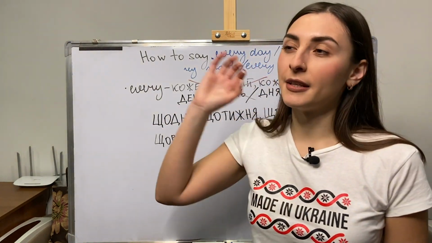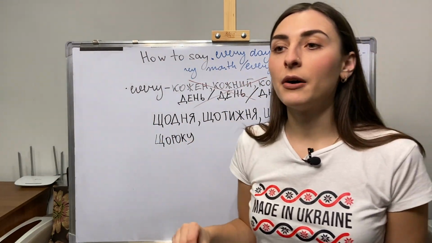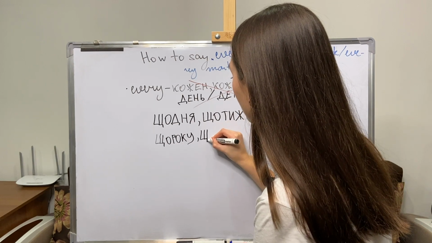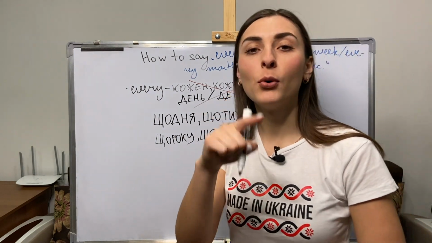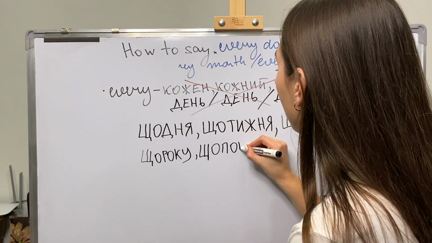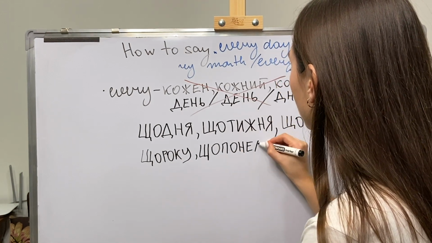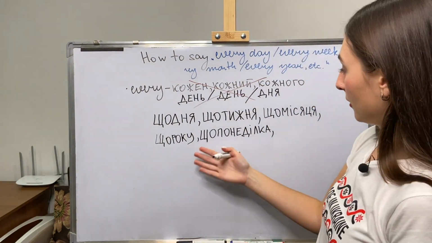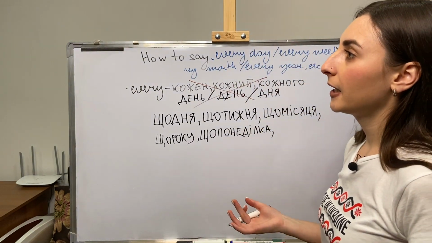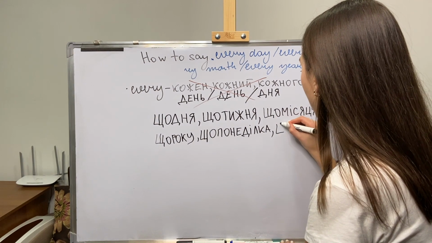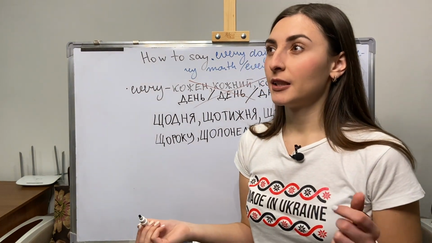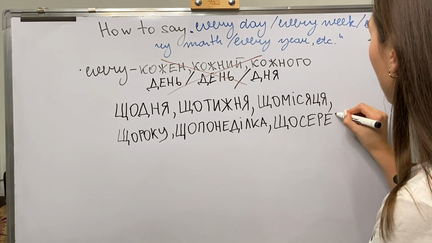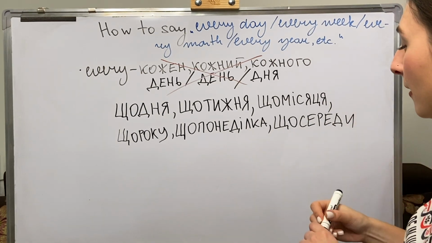And if you want to say every Monday, every Tuesday, for example, or every June, how to form it? You write this prefix що. Що, it's clear. Понеділок, genitive case, понеділка. So що понеділка means every Monday. So you can see how it works. Or, I don't know, every Wednesday. Let's take a feminine gender word. Що середа. Середа in the genitive case is середи. We changed А into І. Що середи means every Wednesday.